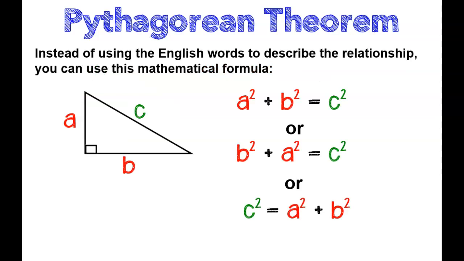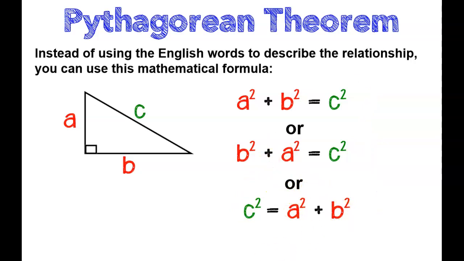So instead of using those big long English words, we can shorten it up with this formula here. So the legs are sides A and B, and the hypotenuse is C. And you can write it all different ways, but these are all the same formula. These are all saying the same thing. Leg squared plus leg squared equals hypotenuse squared. Hypotenuse squared equals leg squared plus leg squared.